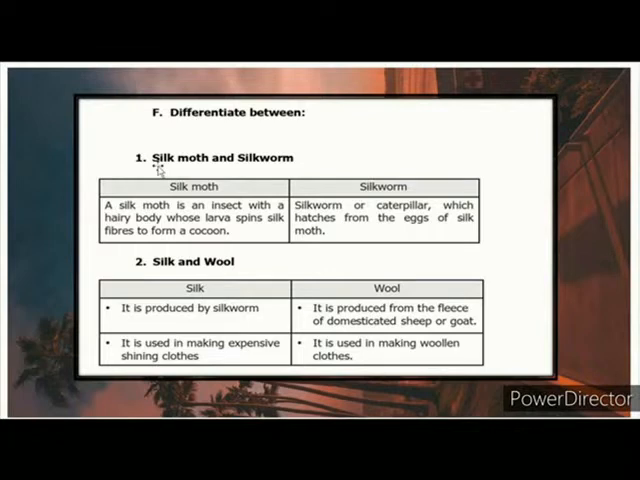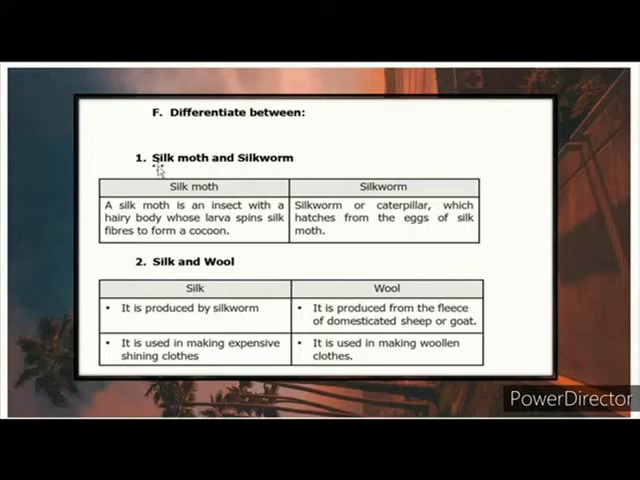Silk and wool. Silk: it is produced by silkworm. It is used for making shining clothes. Wool: it is produced from the fleece of domesticated sheep. It is used in making woolen clothes.